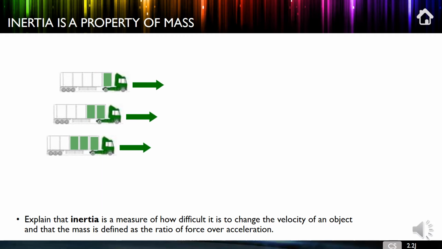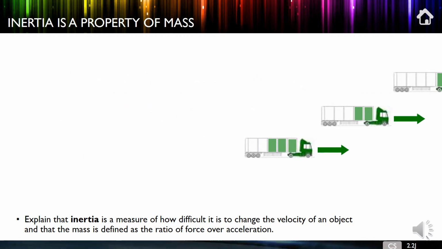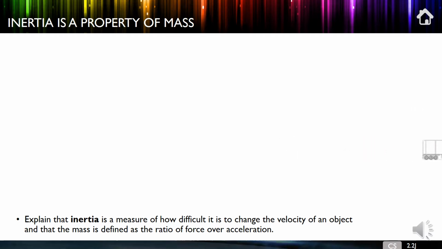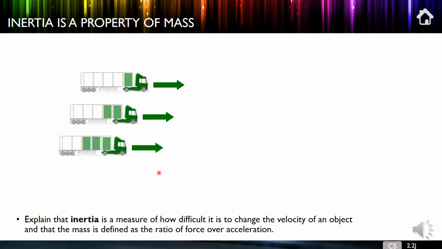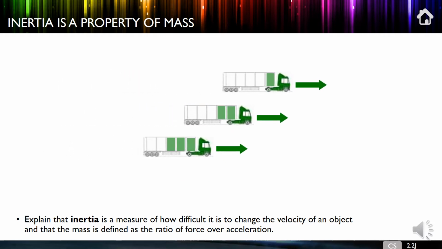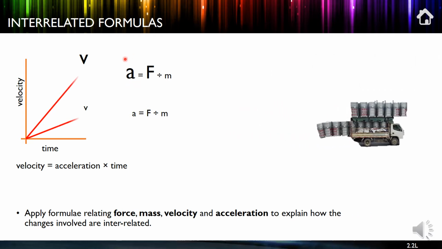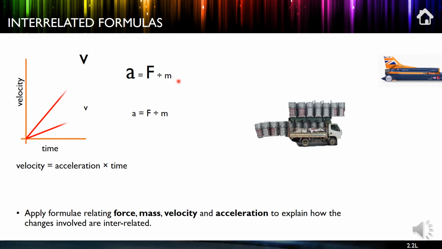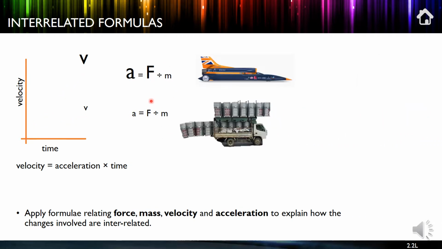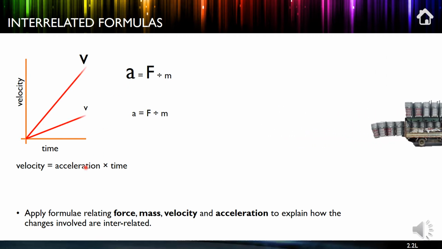Here we have the idea of inertia. Let's imagine three identical trucks, and they are differently loaded, they have different masses. The inertia of this bottom truck is greater, so its acceleration will be less. We can see that in our formula here: acceleration is force divided by mass. Here we've got the same mass, but we've got different forces. So there's much greater force here, so greater acceleration.